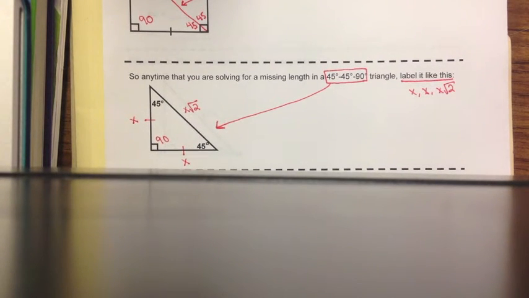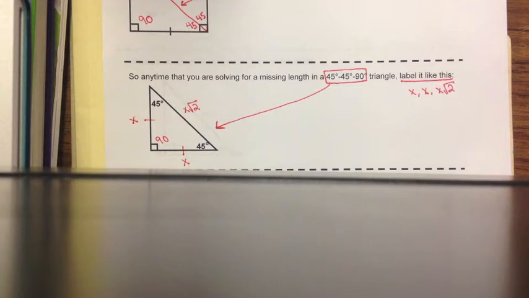Again, anytime you see a 45, 45, 90 triangle, X radical 2. This will allow us to understand how the lengths of those sides have to relate to each other, only because we're dealing specifically with a 45, 45, 90 triangle.